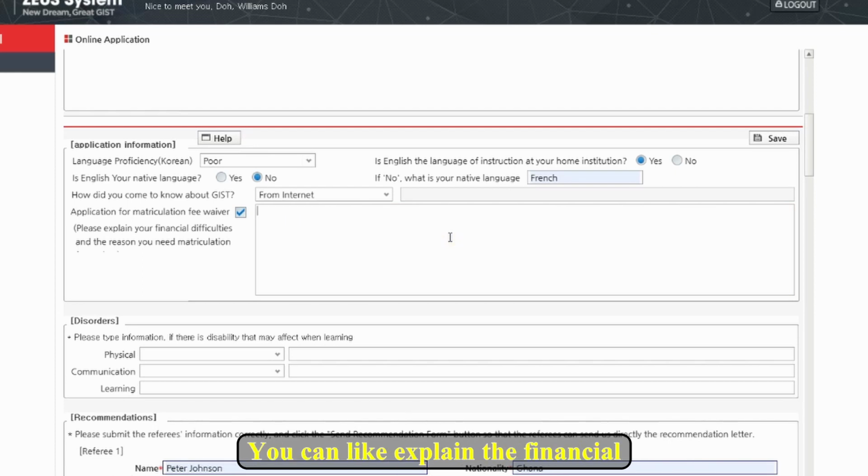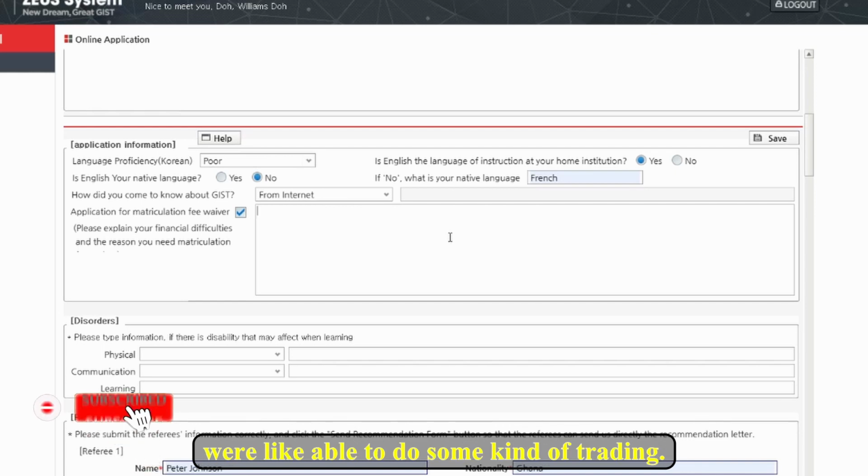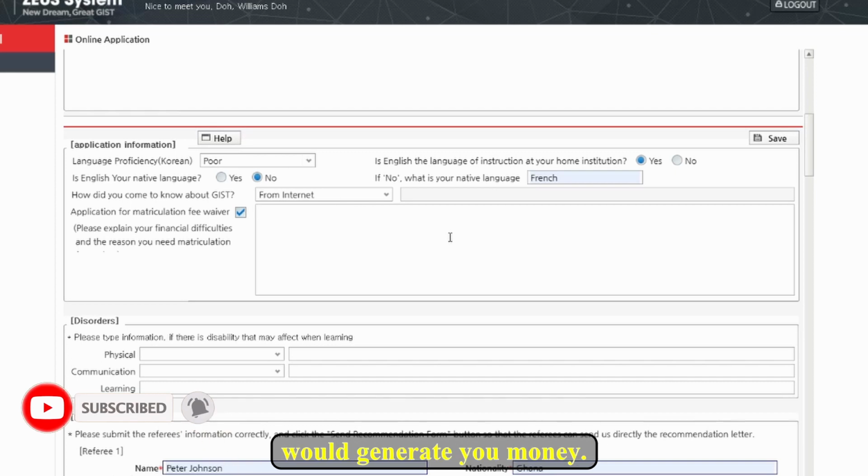You can explain the financial situation of your family, but don't try to sound too desperate. For example, maybe your family is poor, but your family being poor acted as a motivation for you to take your education seriously, and you had to devise strategies to help your family. For example, you go to school, come back, and then you probably go and do some business somewhere, sell things to help sustain you at school and your family at home. You were able to do some kind of trading, do some kind of activity that would generate you money.